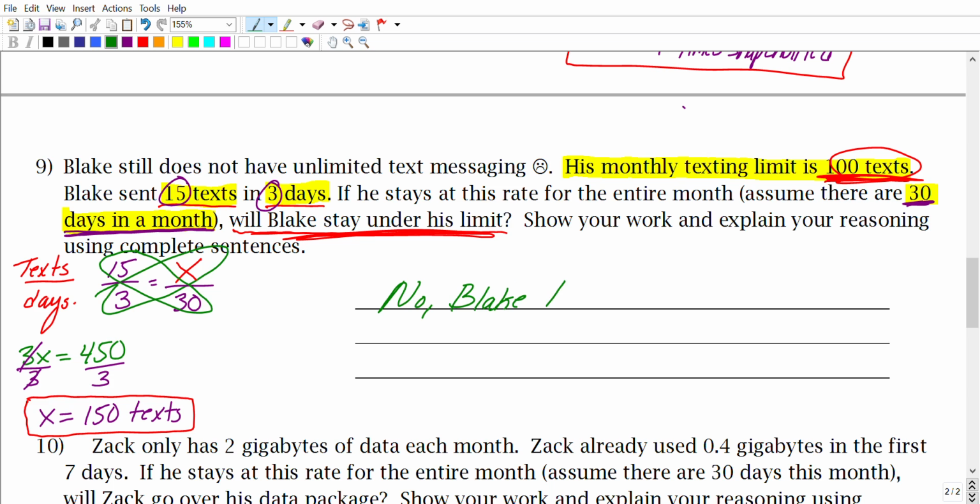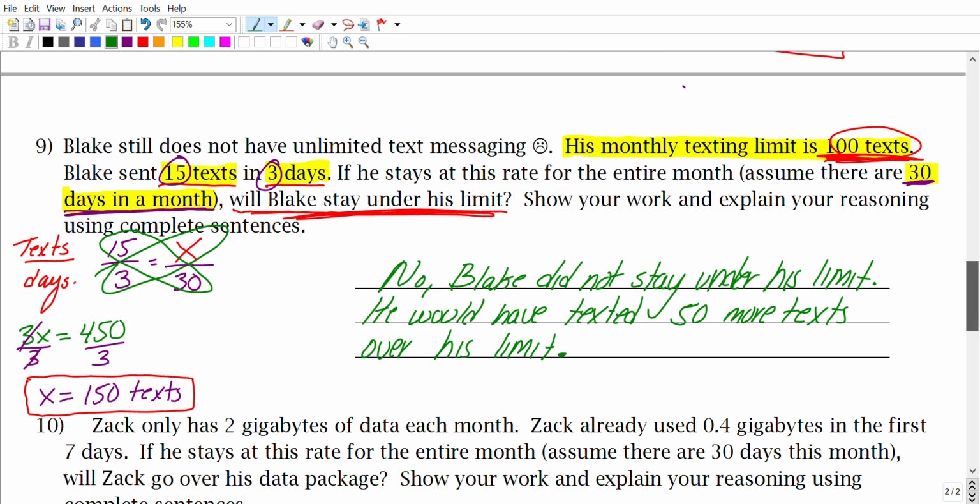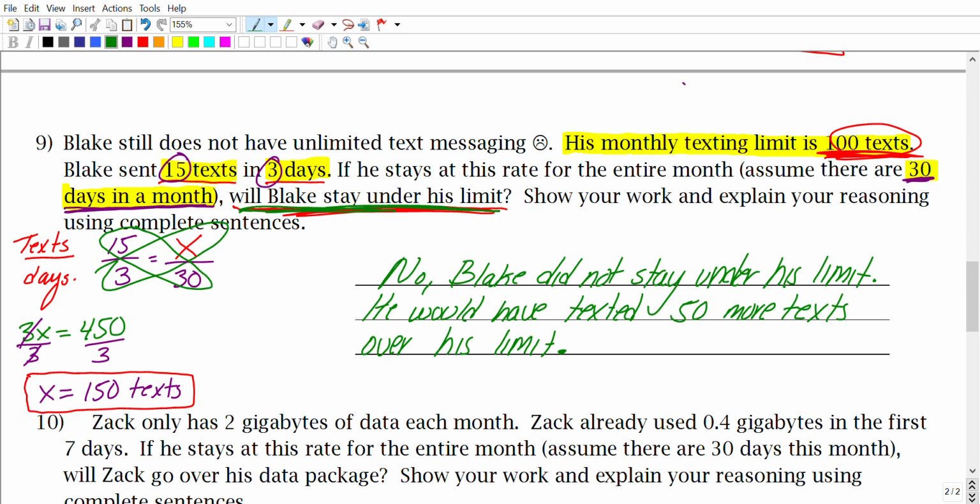Blake did not stay under his limit. He would have texted 50 more texts over his limit. Because again, if he keeps that rate up, then he would have sent 150 texts in those 30 days. But his limit was only 100, so he definitely went over his limit. So he did not stay under his limit.